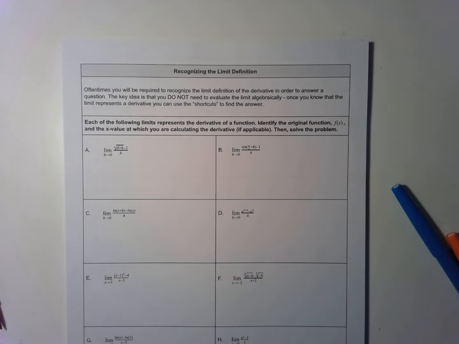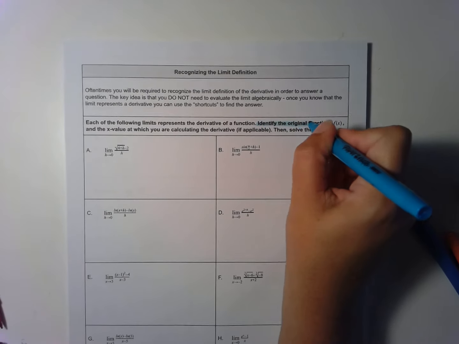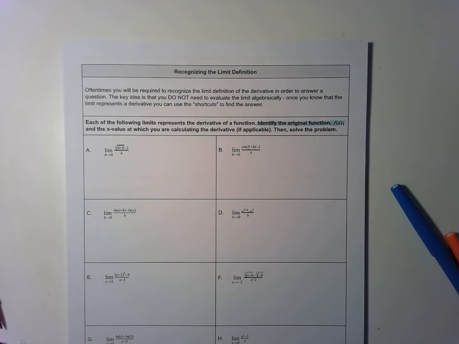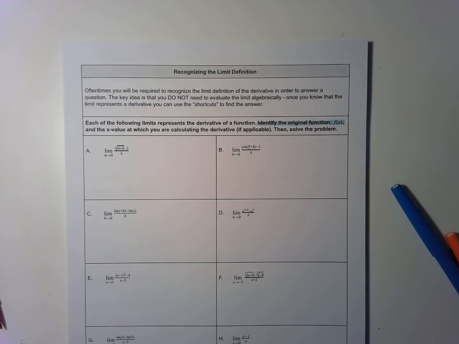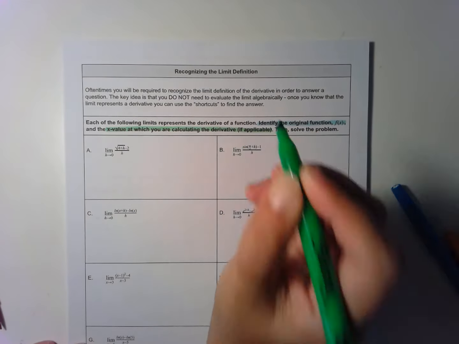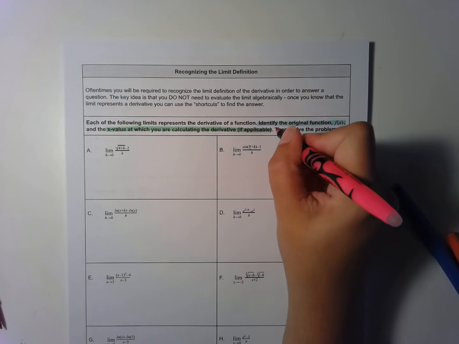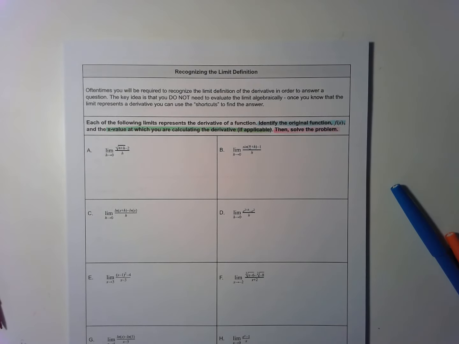So each of the following limits represents the derivative of a function. We want you to do 3 things. Identify the original function. So what equation do we need to take the derivative of? And the x value at which you are calculating the derivative, if applicable. So if it is at a specific number, what is the specific number? And then use shortcuts to actually solve the problem. So here's what we need to do.